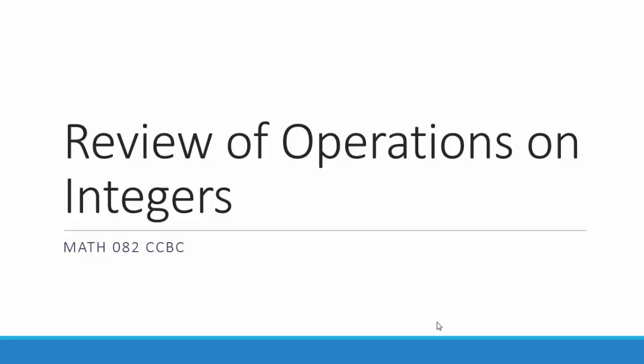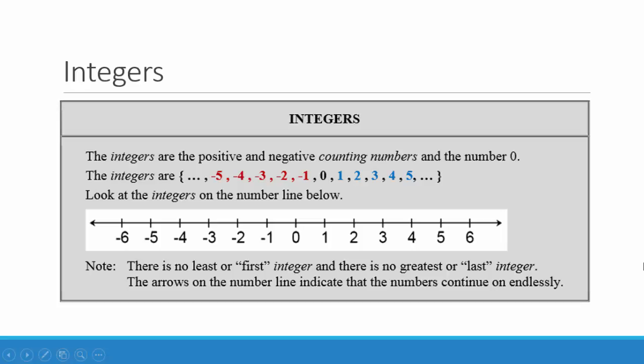In this video, we're going to review operations on integers. Integers are positive and negative counting numbers and the number 0. You can see the list written here in set notation, and you can see them on a number line. Envision them going on in the negative direction and on in the positive direction. There is no least or first integer, and there is no greatest or last integer.